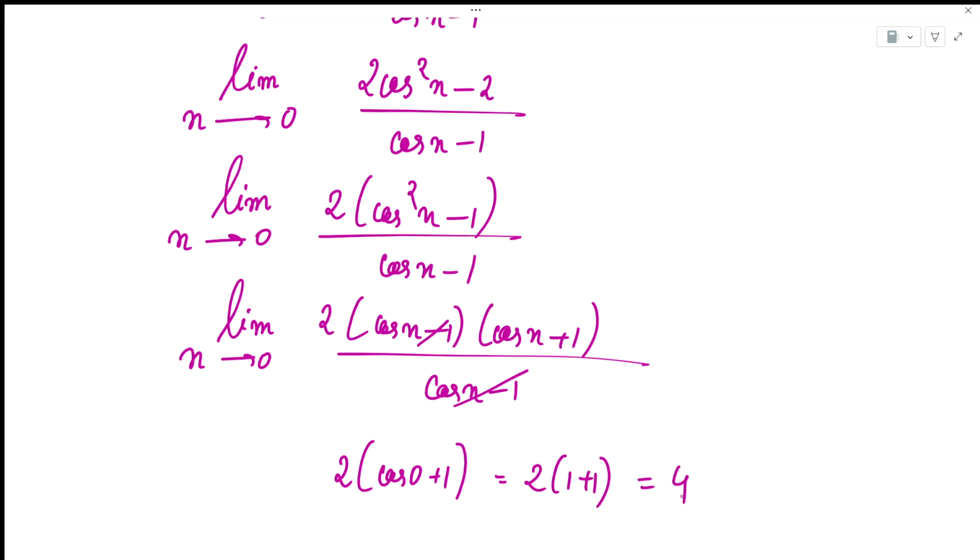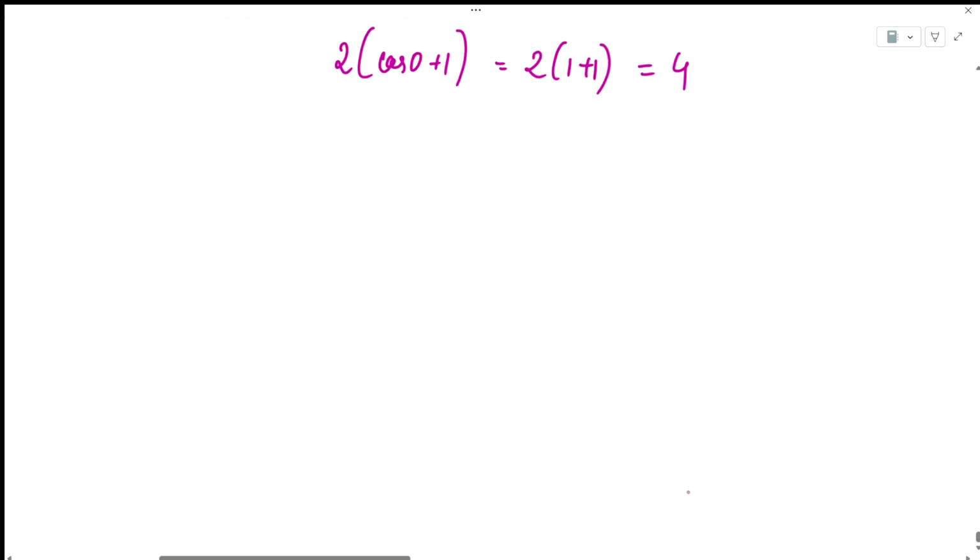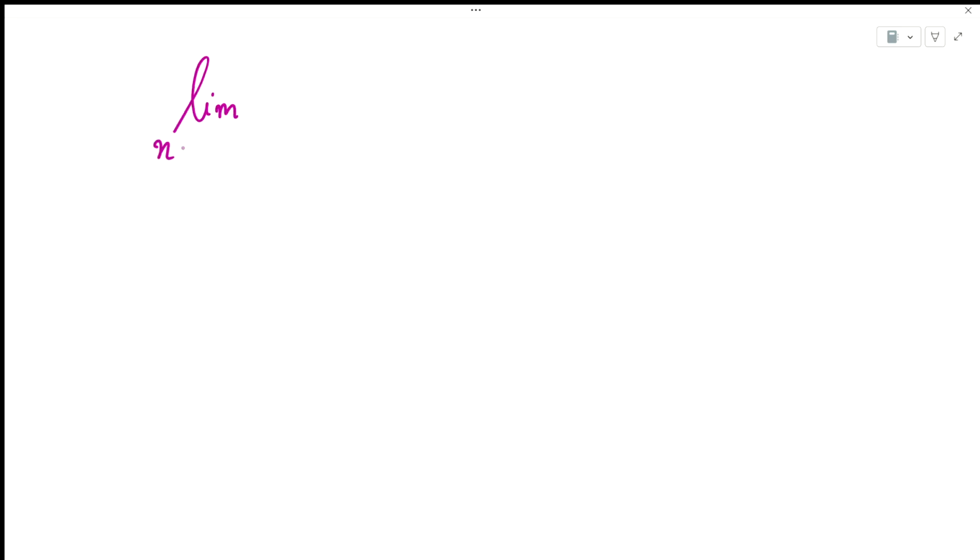Okay, so you can pause and see the explanation. We'll move to the next one. We have limit x tends to 0, cosec x minus cot x.